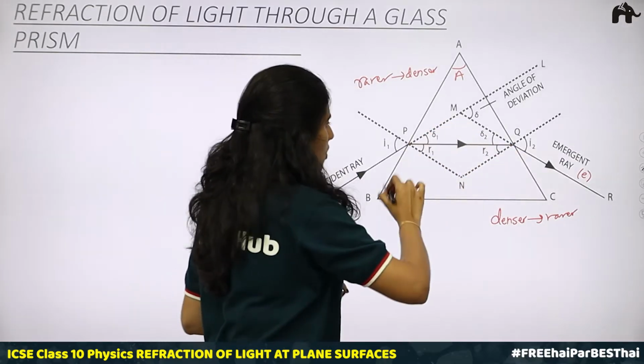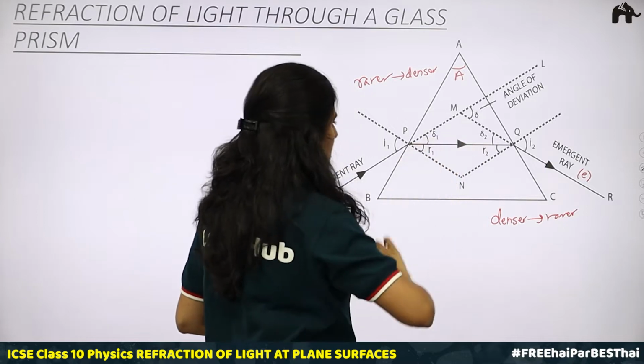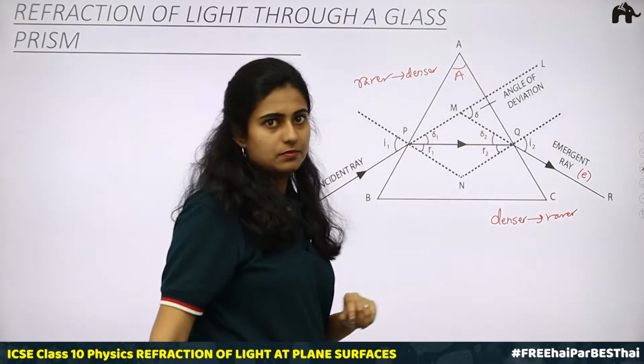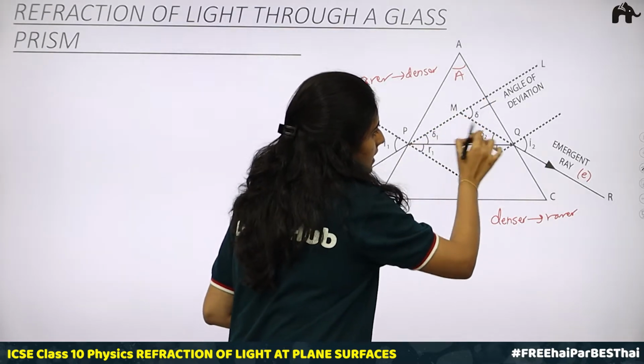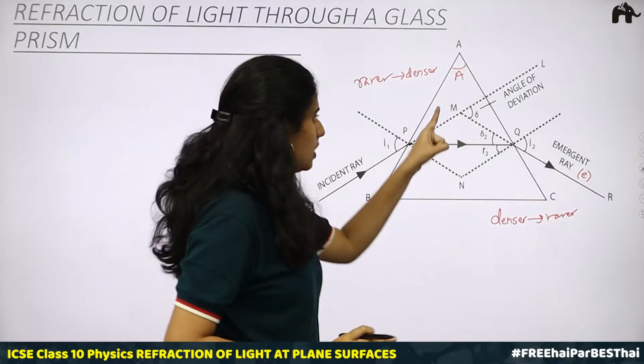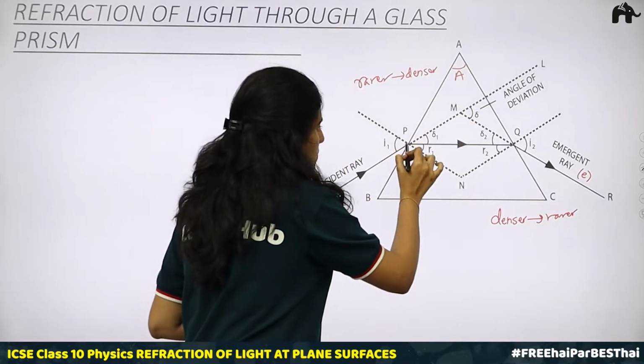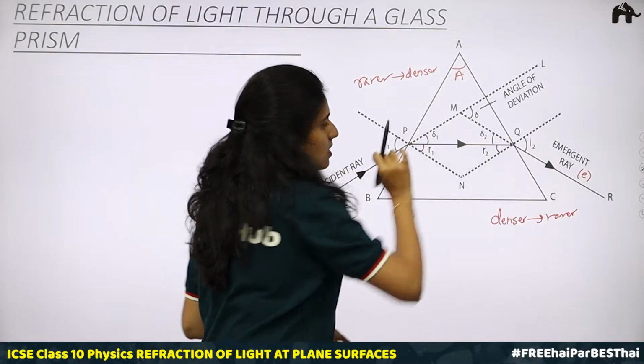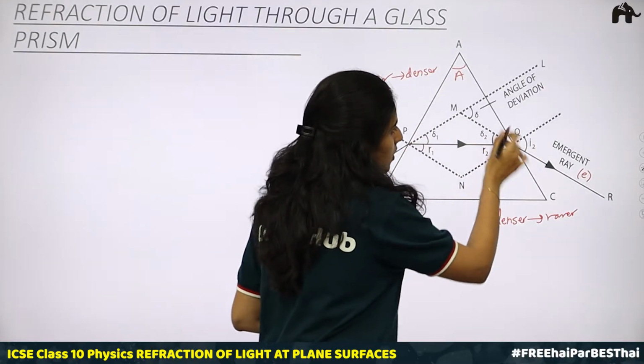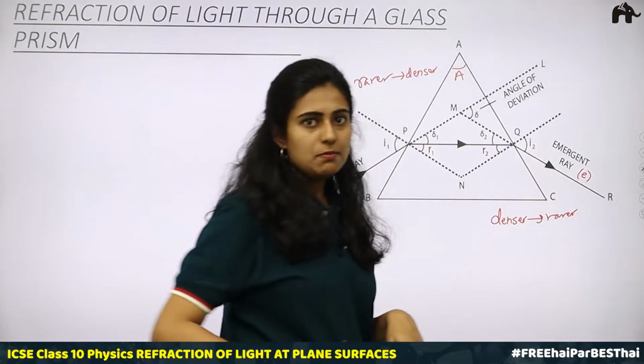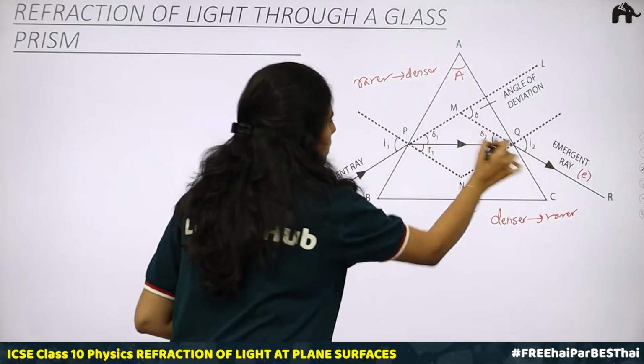M is a point where the emergent ray extended meets the incident ray. To construct this angle, that is the delta, angle of deviation, we are marking this M. P is the point where the light is incident on the face of the prism, and Q is the point from which the light goes out of the prism. So consider MPQ.